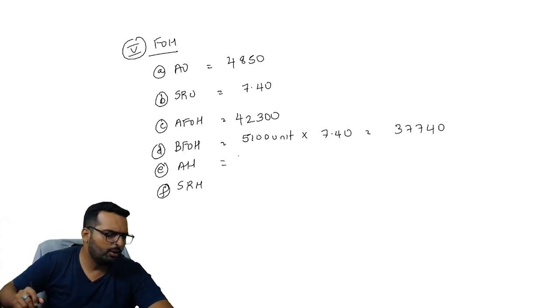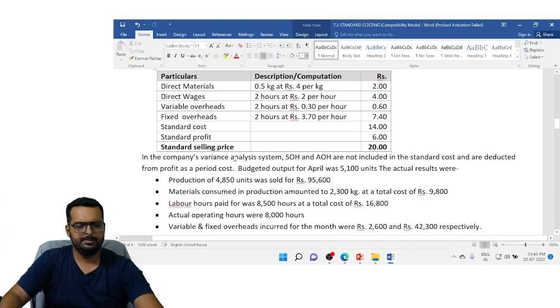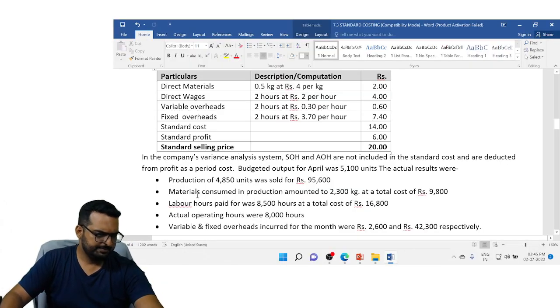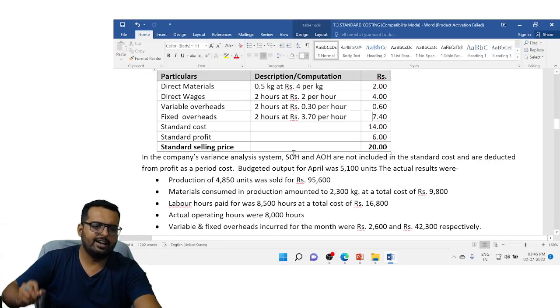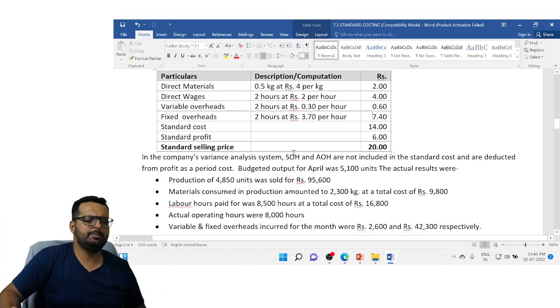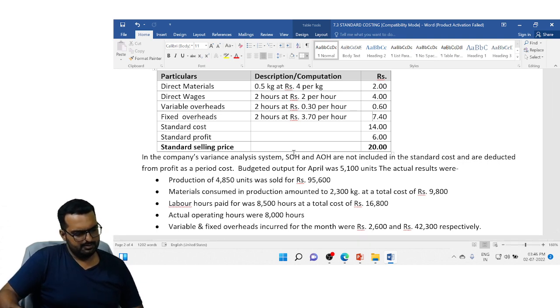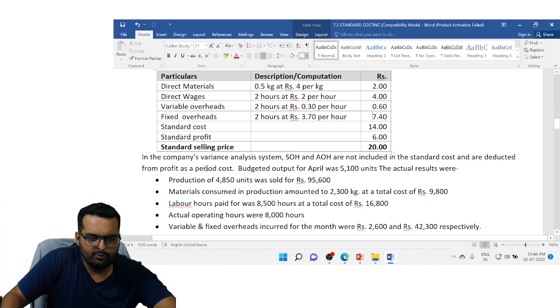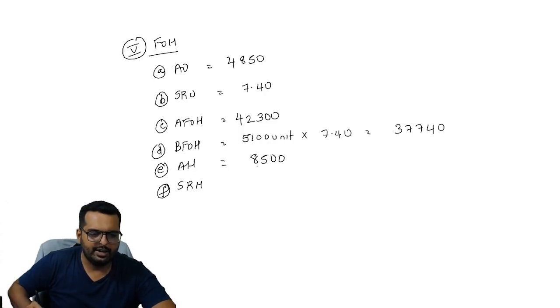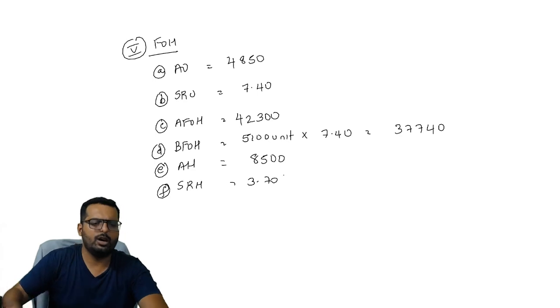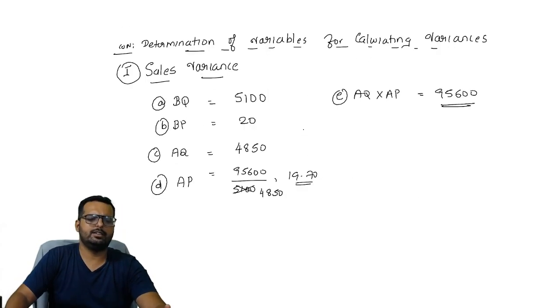AH, actual hours. How much will be the actual hours? Wonderful, 8,500. And SRH will be how much? Standard rate per hour. Wonderful, that will be 3.7. Very good. Friends, we have found out all the parameters.